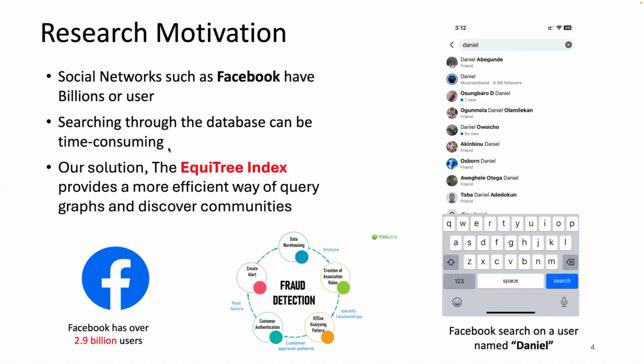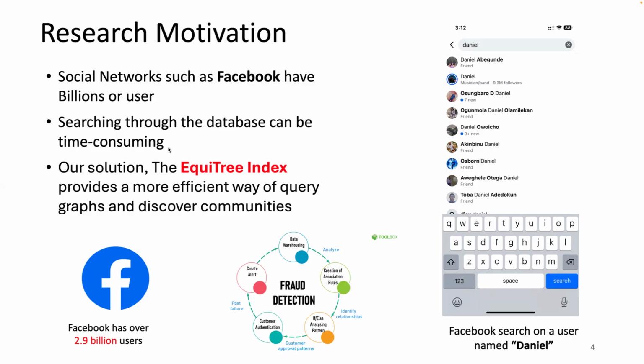So the research motivation, right? Why should you listen to me today in my research topic? I've explained that we can see examples of graphs in social networks such as Facebook, and social networks such as Facebook have billions of users. According to research, I think Facebook has over 2.9 billion users, and we want to be able to search. For example, we want to look for someone bearing Daniel, like in the picture on my far right, that's my Facebook account. I was searching for someone bearing Daniel.